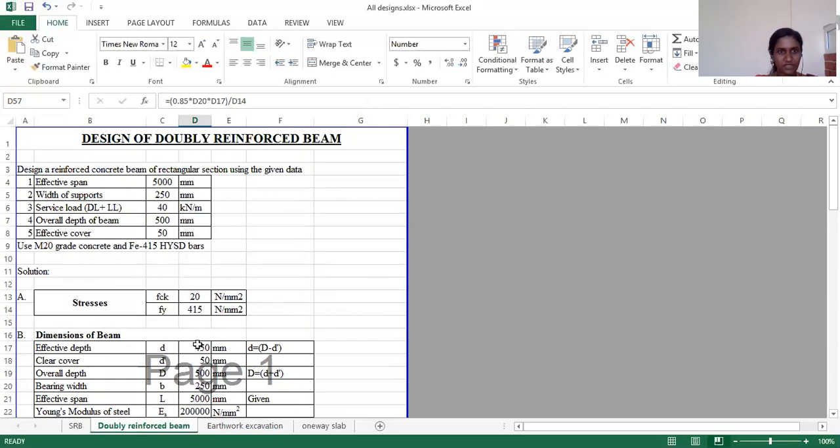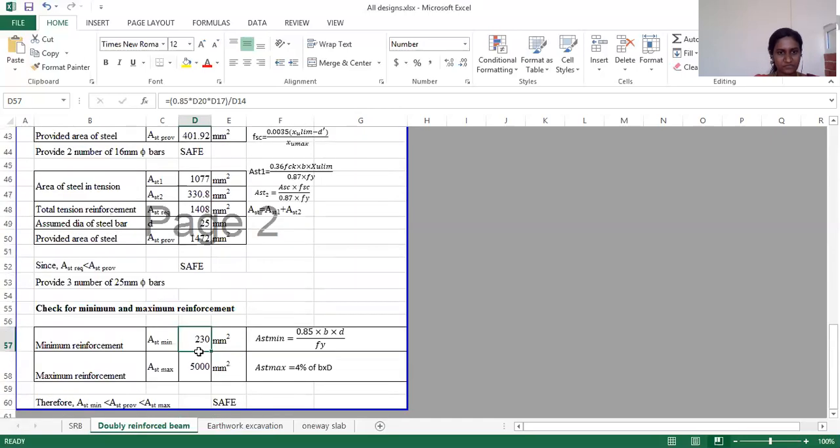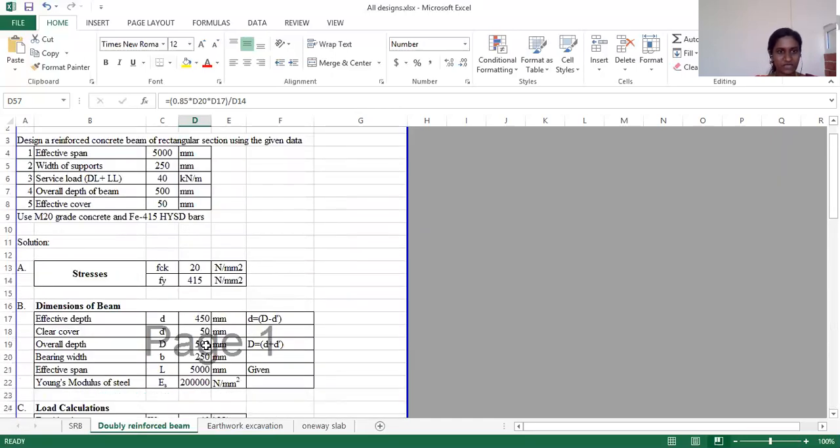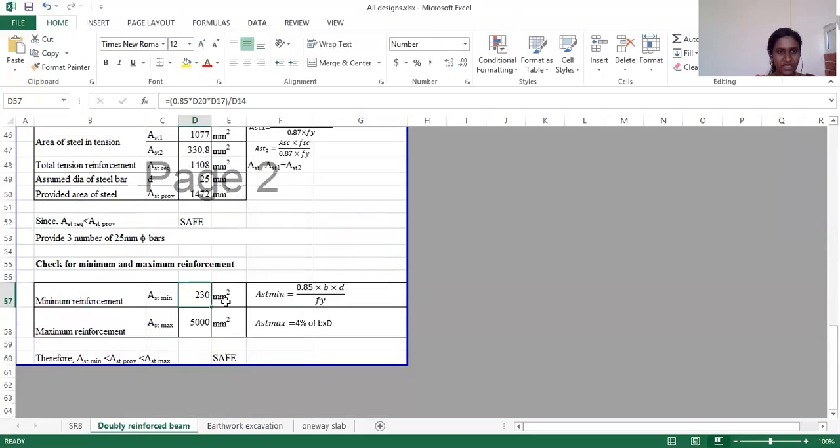So b into d by fy. So fy is also given here. So substitute for that and you will get some value. You got 230 mm square.